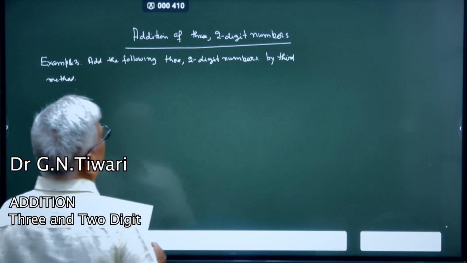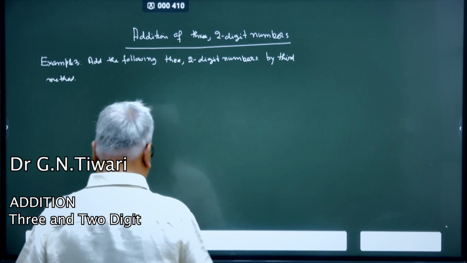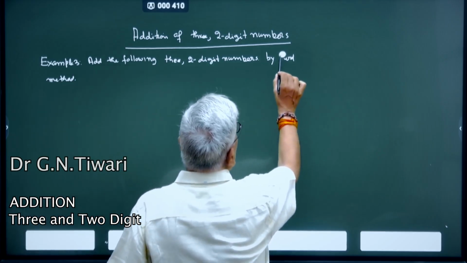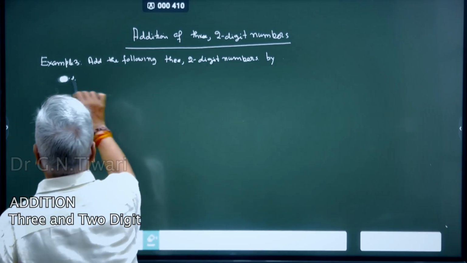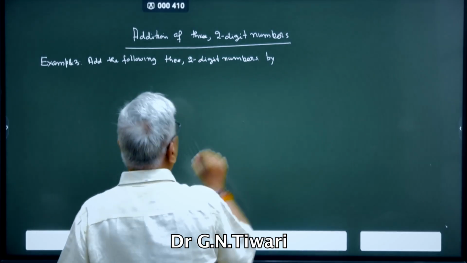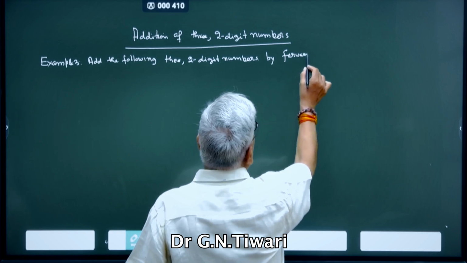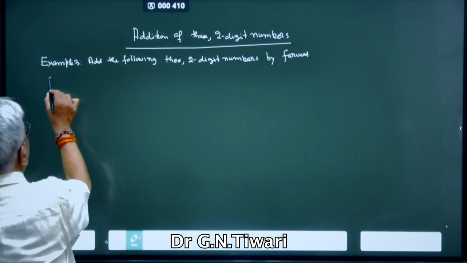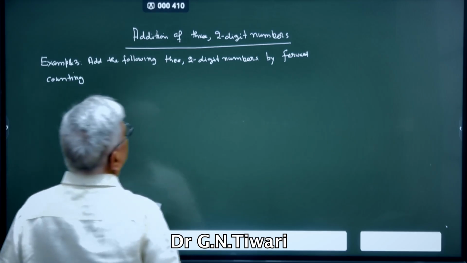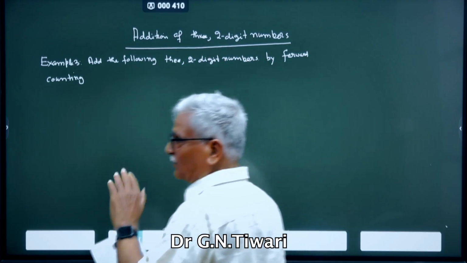Basically, it is not a third method, but it is a forward counting as well. So I am just putting by forward counting. Title is already clear. 3 two-digit numbers, and again I will use the forward counting as I have done earlier.